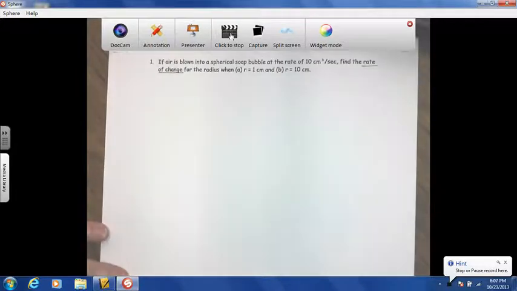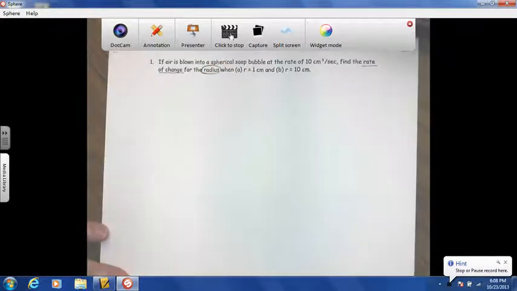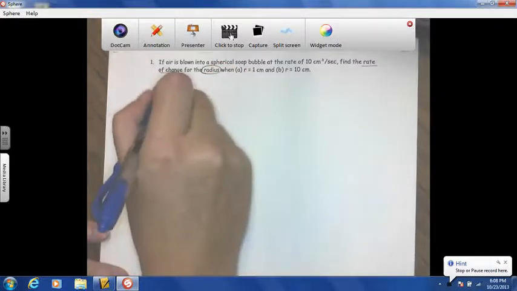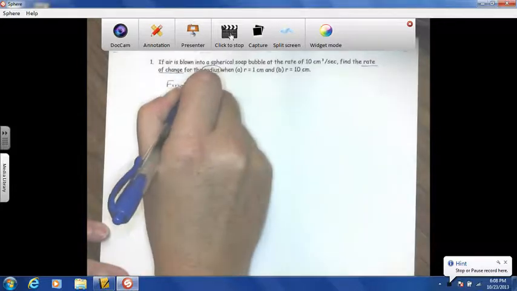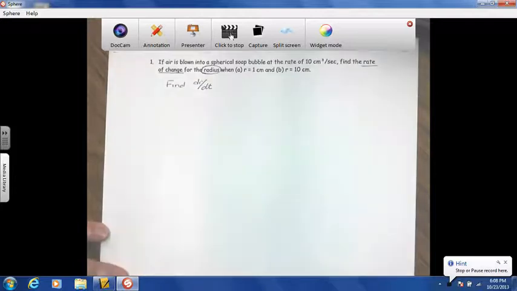Finding the rate of change means that we are looking for a derivative. We are looking for the derivative of the radius with respect to time. So we are trying to find the rate of change of the radius with respect to time. Let's go back and look through the problem again to see what information we were given.